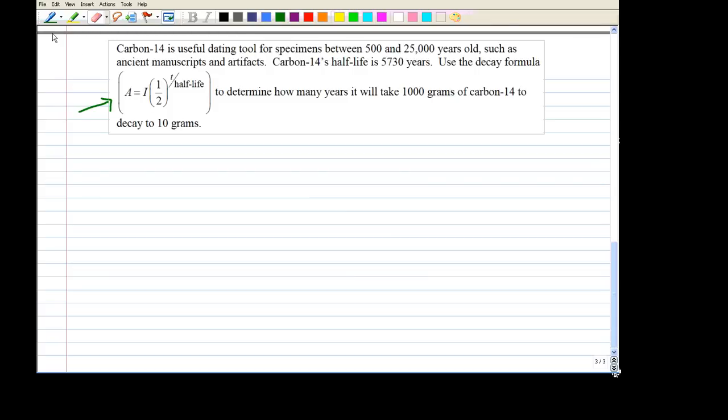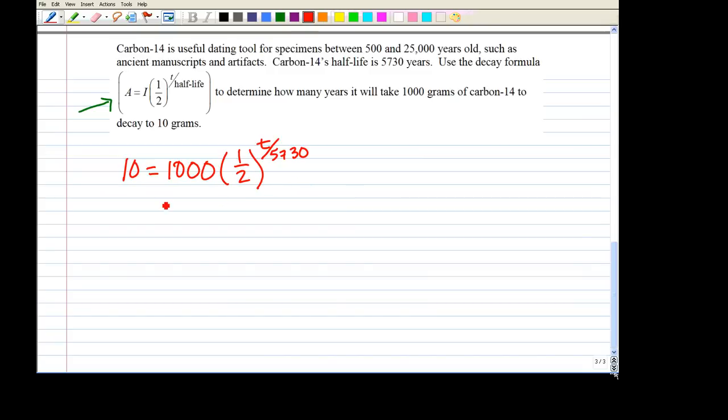Okay, so we're going to use this decay formula to determine how many years it will take 1,000 grams of carbon-14 to decay to 10 grams. So we're looking for how long it takes to get to 10 grams from 1,000. A was the final amount, I is the initial, then we have 1/2 raised to the power of t, which is what we're solving for, over the half-life, which is 5,730 years.